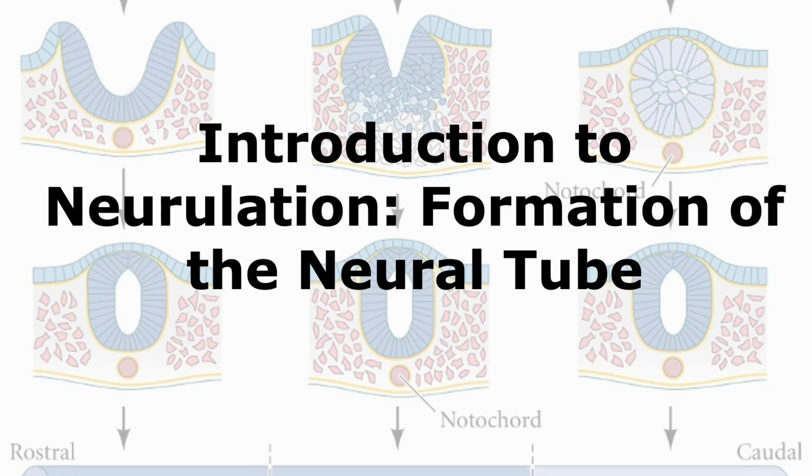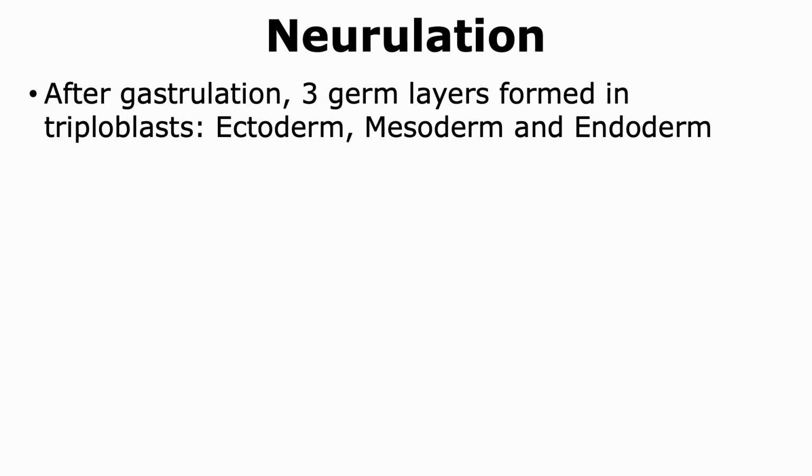We're going to learn about neural tube formation, which is one of the processes that occurs in neurulation. Now, neurulation is a process that happens after gastrulation. So, just as a reminder, once gastrulation is complete, there are three germ layers that are formed in triploblasts. They are the ectoderm, mesoderm, and endoderm.